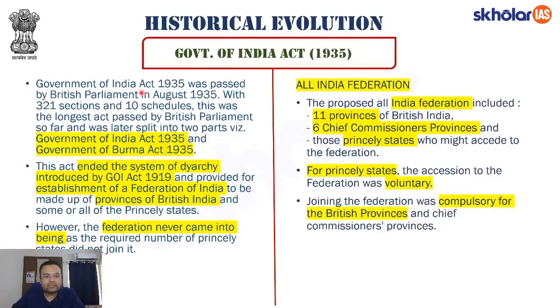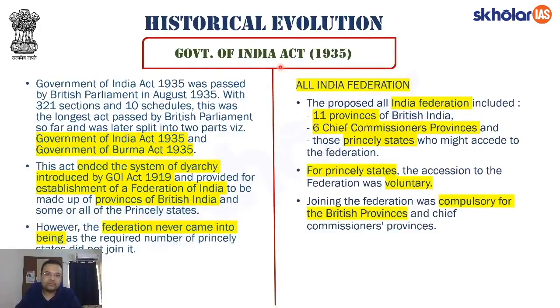The first point is that this Act of 1935 was passed by the British Parliament in August 1935, not very important for us to remember, but essentially it was the biggest act that was ever passed by the British Parliament for British India. It in fact had 10 schedules and 321 sections. What I'm trying to say here is this act was so big that it was decided that it would be broken down into two acts, Government of India Act 1935 and Government of Burma Act 1935.